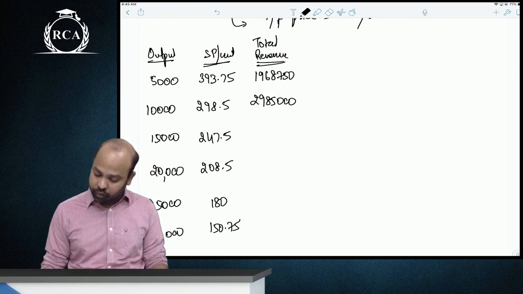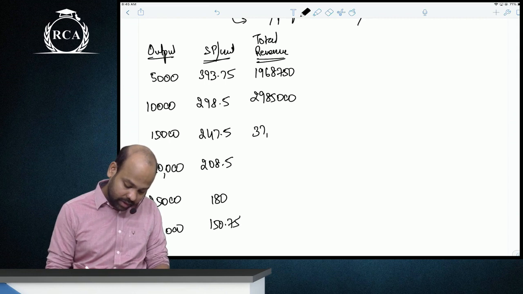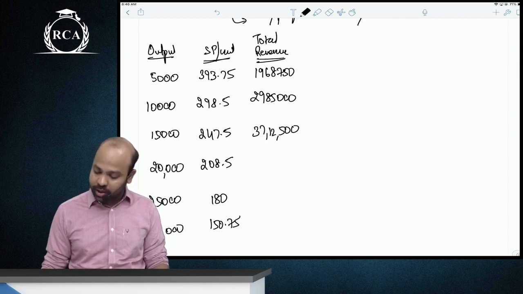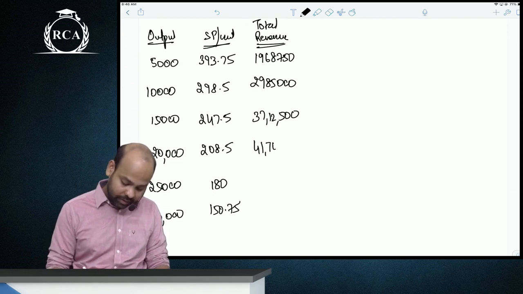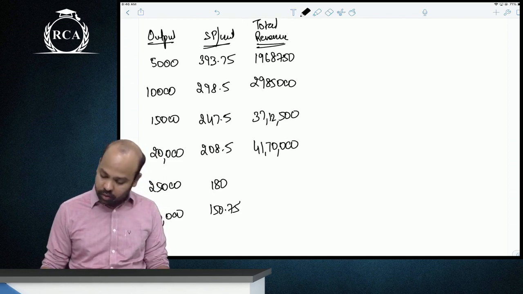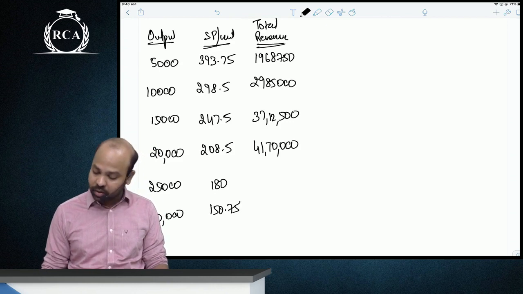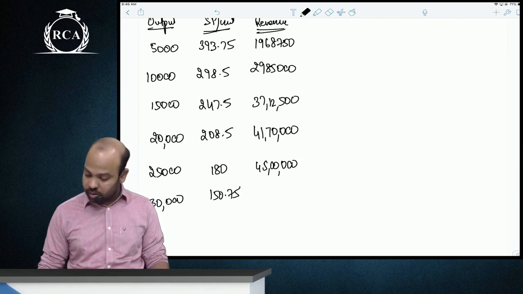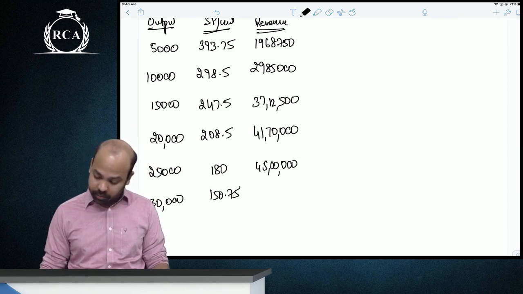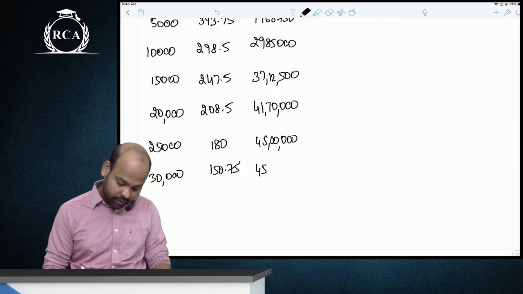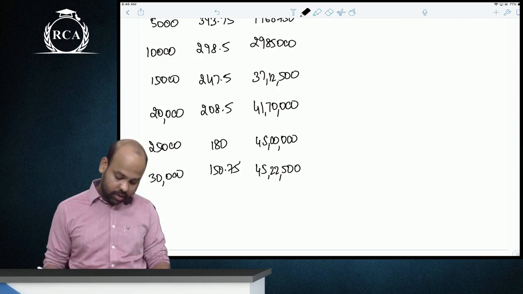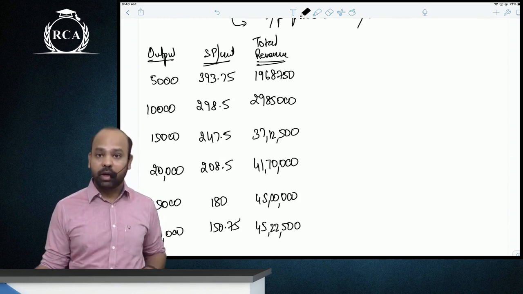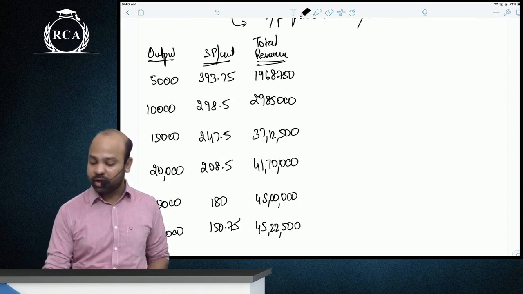15,000 units into 247.5 is 37,12,500. 20,000 into 208.5 is 41,70,000. 25,000 into 180 is 45 lakhs. 30,000 into 150.75 is 45 lakhs 22,500. These would be your revenues at different levels. Understood sir?